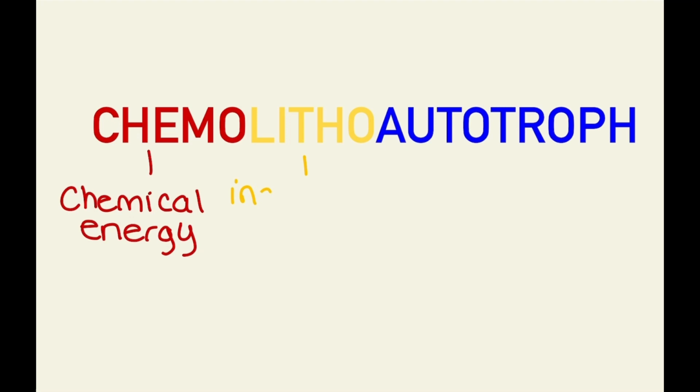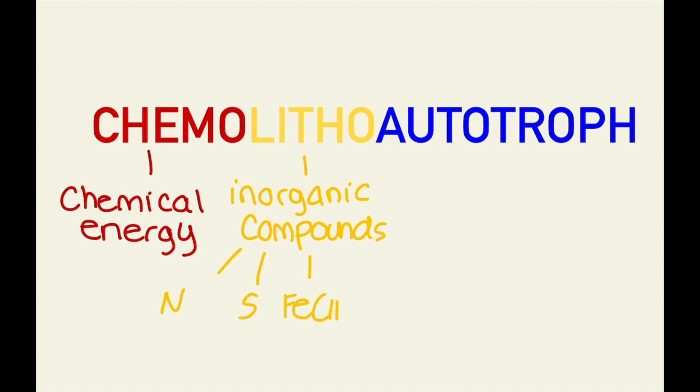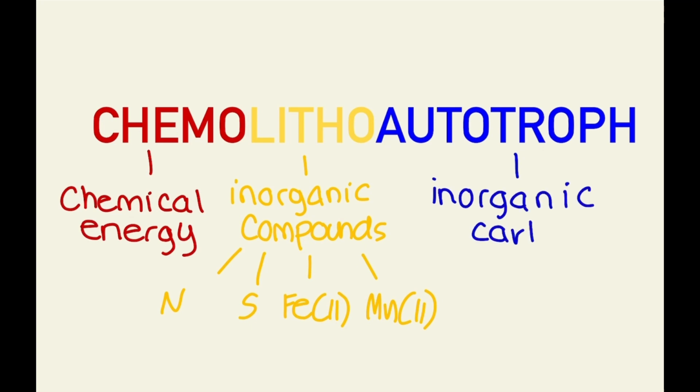Litho describes the chemicals used for energy as reduced inorganic compounds like nitrogen, sulfur, iron 2, and manganese 2. Hydrogen sulfide is the most common compound used, but metal sulfides, elemental sulfur, and thiosulfate are also utilized. Auto signifies the microorganism's carbon source is inorganic. These include carbon dioxide and bicarbonate.